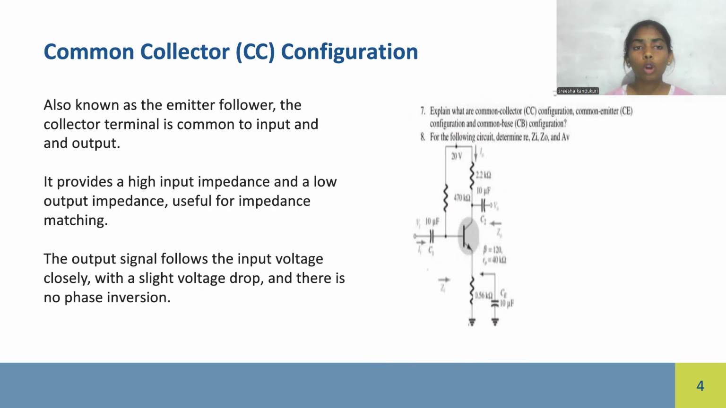Next, moving on to the common collector configuration. It is also known as the emitter follower. The collector terminal is common to input and output. It provides a high input impedance and a low output impedance. It is useful for impedance matching. The output signal follows the input voltage with a slight voltage drop and there is no phase inversion.